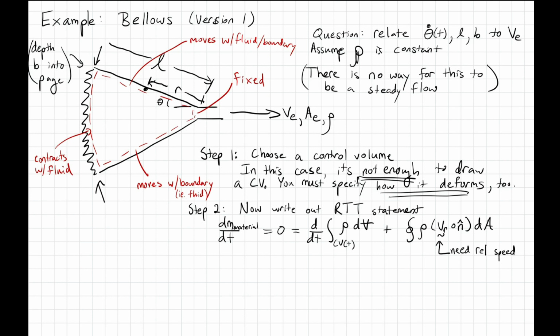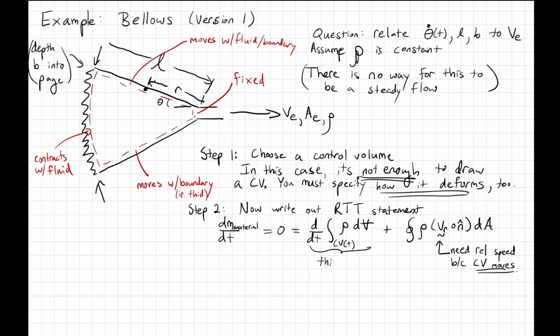So in this case, for our control surface, we need to be careful to use the relative velocity in that integral, because the control volume moves. So just to be clear, the vector v sub r is the relative velocity, the velocity of the fluid minus the velocity of the control volume.